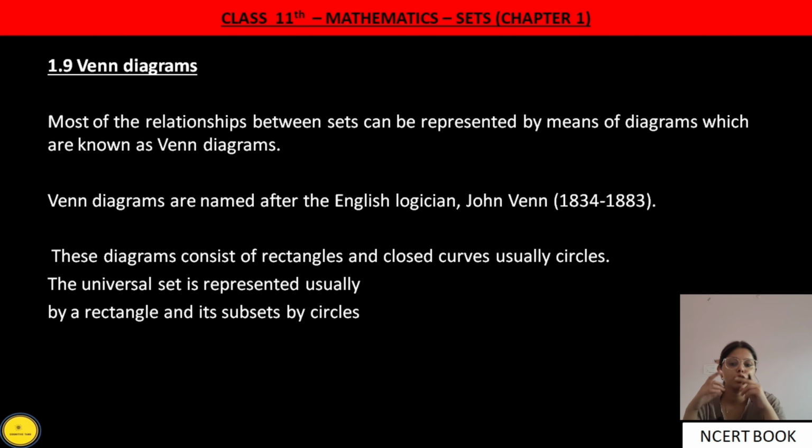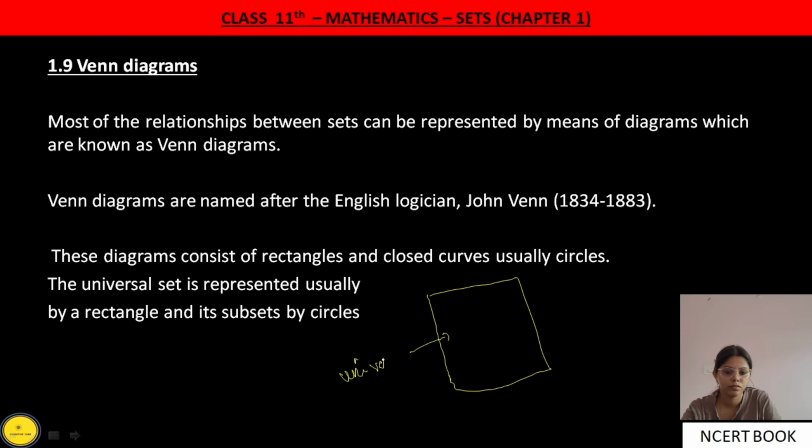These diagrams consist of rectangles and closed curves, usually circles. The universal set is represented usually by a rectangle and its subsets by circles, like this. Okay, so this is our universal set. The subsets are represented by a circle. Okay, so this is the rough diagram of a Venn diagram.